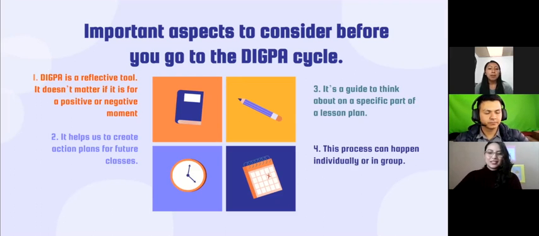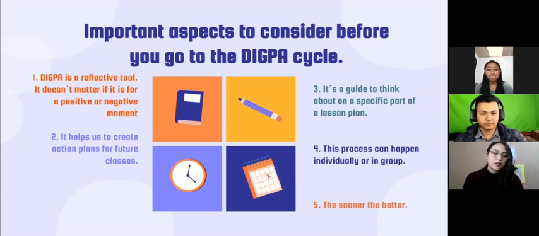Also, this process can happen individually or in a group. This is something you can do on your own, sitting down and writing and doing your reflection. But also, if you have someone else who observes your class, you can have him or her with you, so you can have your reflection time too. And the sooner, the better. So we recommend you write this DIGPA cycle as soon as you can after you taught the class. We understand that sometimes, as teachers, we have different classes, but please try to write your DIGPA cycle as soon as possible.